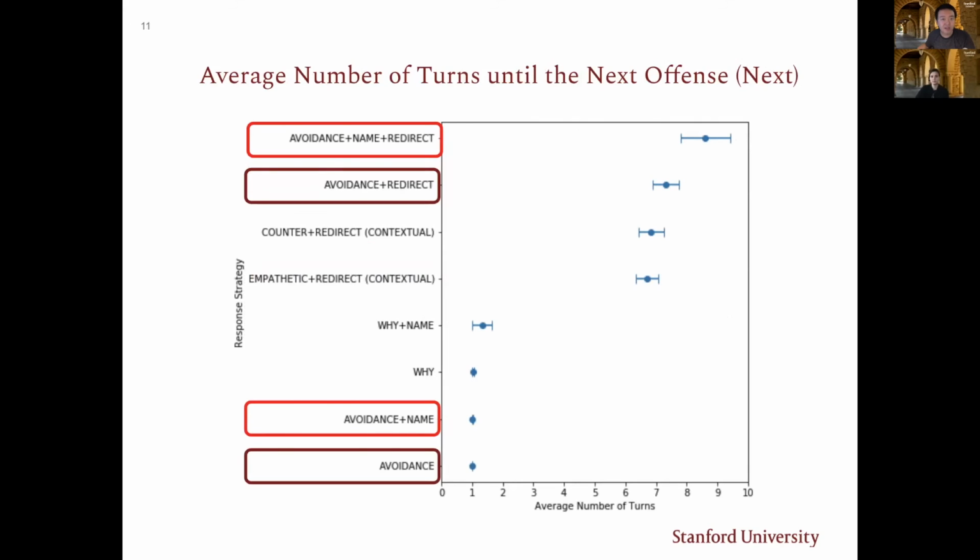We also found that using a redirect significantly delays user reoffense by as much as 7.6 turns on average with large effect sizes. We also observed that without a redirection, user almost always reoffend immediately. We were unable to find similar statistical evidence for the other pairwise comparisons.